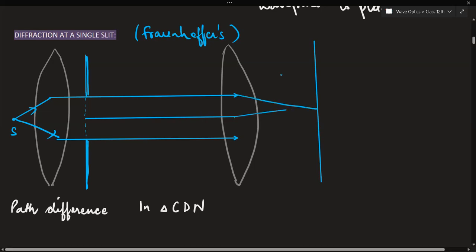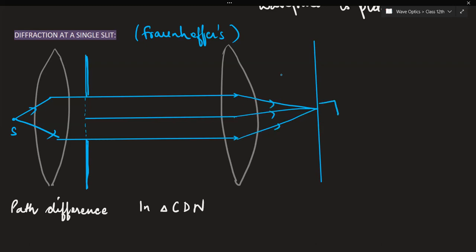So at the center, exactly at the center, you will obtain a central maxima. The central bright fringe, the way we say it, but here in diffraction we'll say this is the central maxima. Now this is the simple straight one.